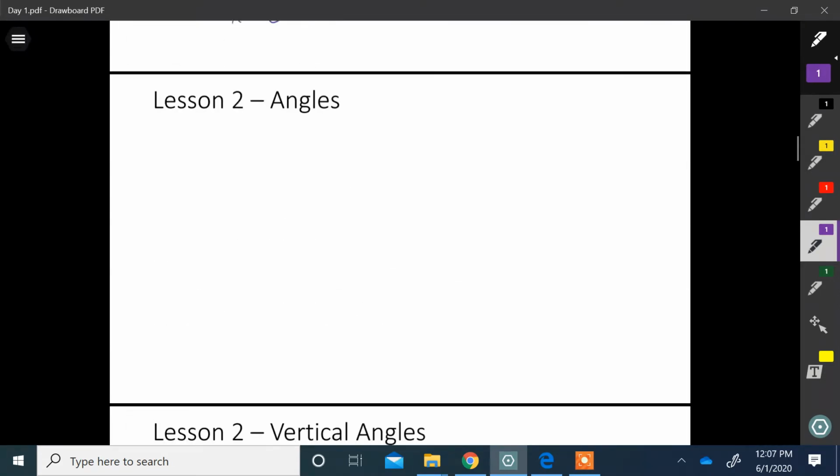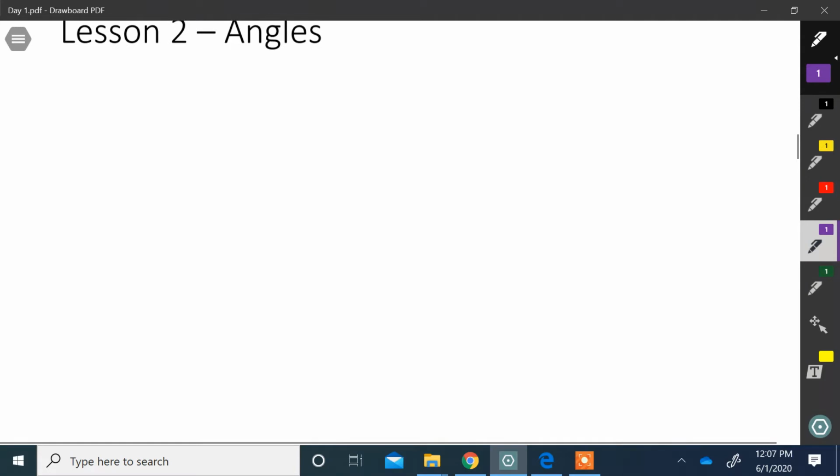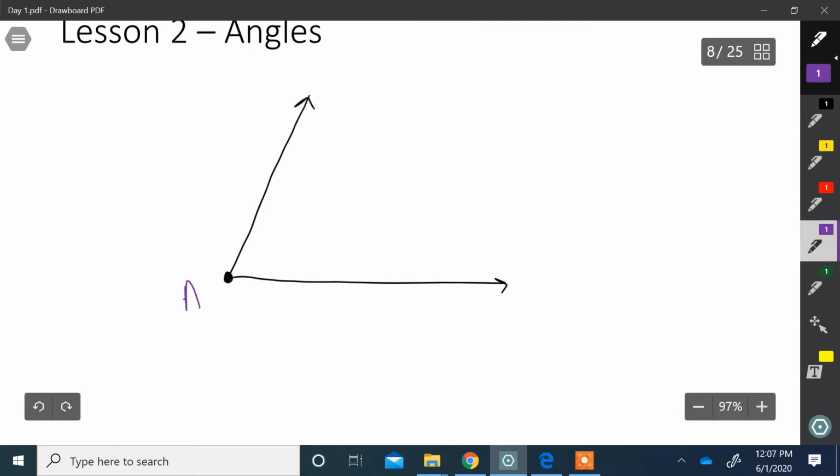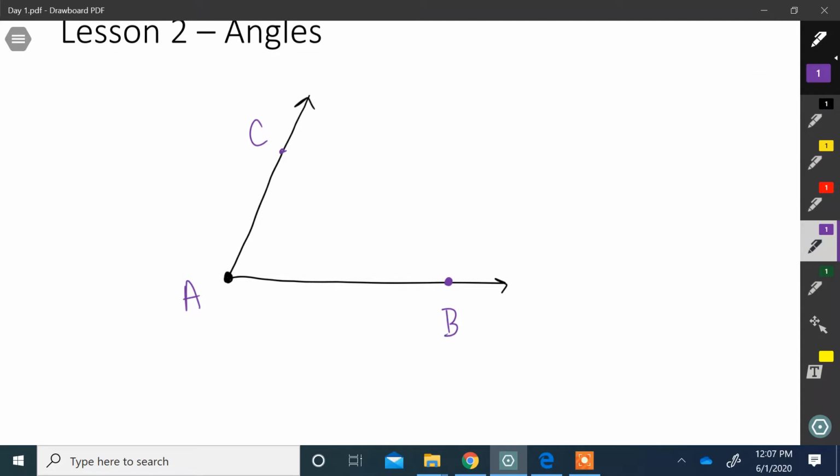Let's talk about angles here. It's very easy to define them. We have an angle when you have two lines or two rays that are put together and unified by one point. Let's call this A, let's call this B, and let's call this C. If I want to talk about that angle, we write it like this. It's angle CAB.